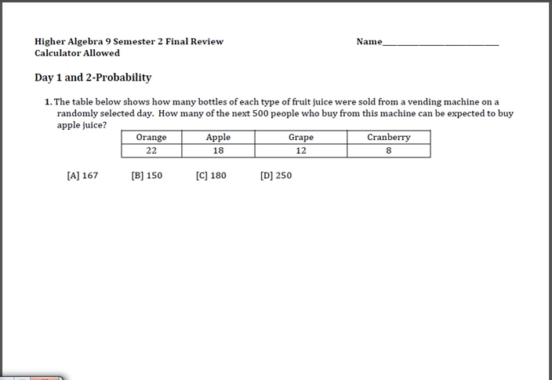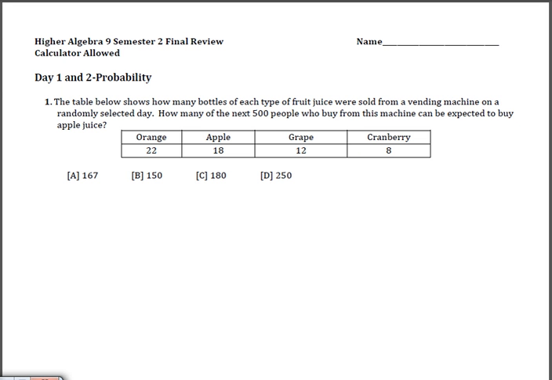Let's read it quick. The table below shows how many bottles of each type of fruit juice were sold from a vending machine on a randomly selected day. How many of the next 500 people who buy from this machine can be expected to buy apple juice? Now, sometimes you don't even want to actually try to start the problem right away. You just want to make sure you understand it.